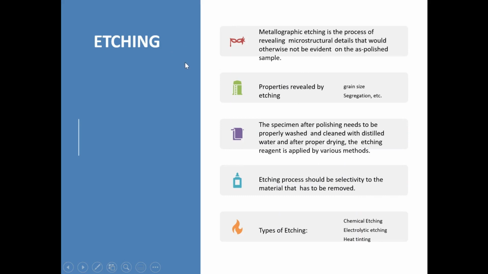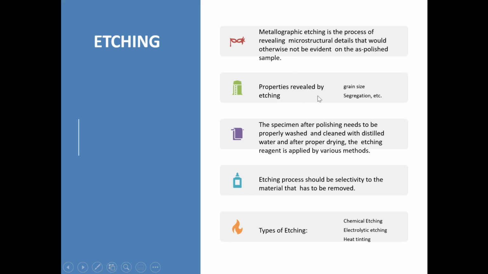The next and the last process before microscopic observation is the etching process. In etching, metallographic etching is the process of revealing the microstructural details that would otherwise not be evident on the as-polished sample. Though the surface looks polished, it will not reveal the microstructural details. So we require the etching process.